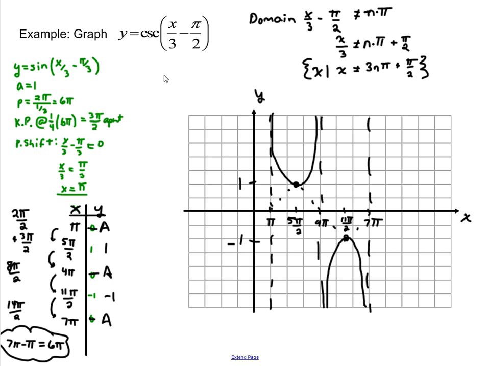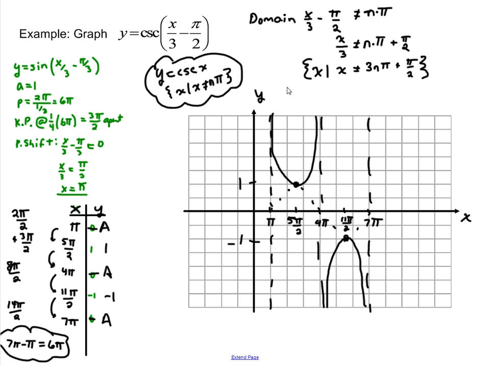Remember, in the basic cosecant model, if we had y equals cosecant of x, we outlined that the domain of that natural function would be the set of all x such that x is not equal to n pi. So that's where I'm basing this value for our domain on.